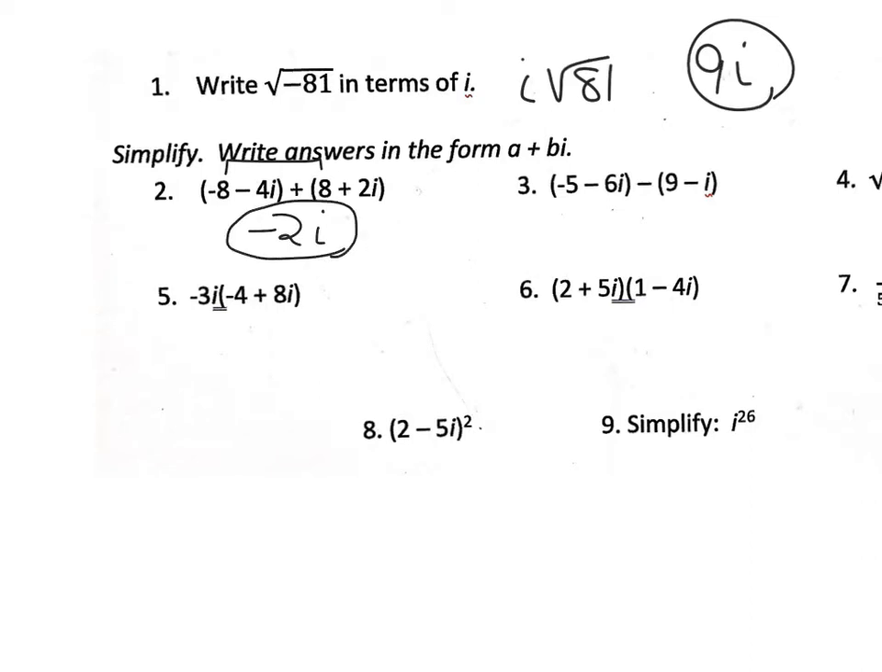Number 3 has subtraction. We're just going to subtract straight across. Negative 5 minus 9 is negative 14. Negative 6i minus negative 1i, which is really negative 6i plus 1i, is negative 5i. Be very careful with your signs on subtraction. Just be very careful there.